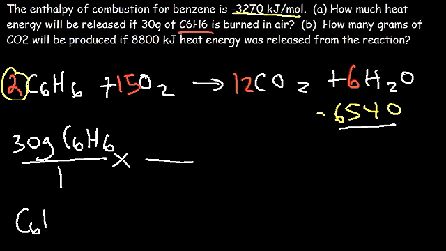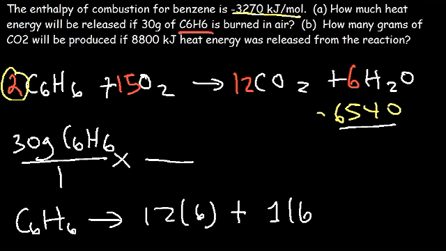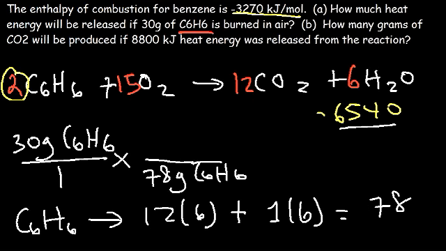So for C6H6, the atomic mass of carbon is about 12, but there's 6 of them, so we've got to multiply 12 by 6. And for hydrogen, it's about 1, but there's 6 of them as well. 12 times 6 is 72, plus 6, that's 78. So there's 78 grams of benzene in a single mole of benzene.